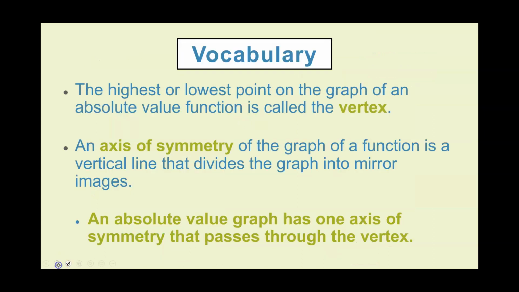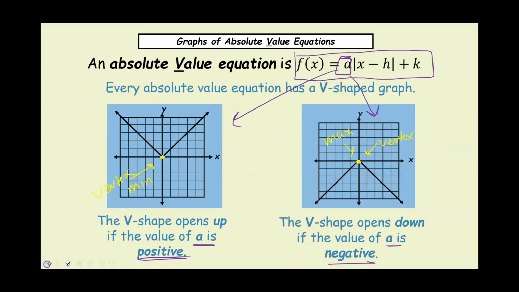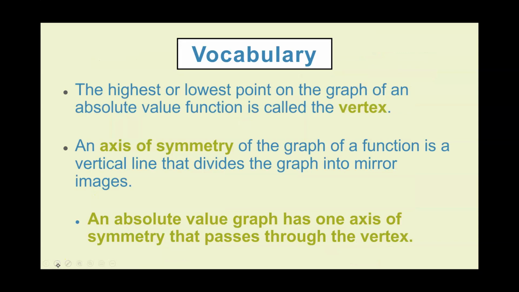Okay? So an axis of symmetry, just like your quadratic function, we have an axis of symmetry. It is a vertical line that divides the graph into a mirror image. Now, your graph, your calculator or Desmos, neither one are going to show you this axis of symmetry, but it's just an imaginary line that cuts the graph in half. It goes right through the vertex. That is called your axis of symmetry. It splits the graph directly in half. So an absolute value graph has one axis of symmetry, like I just said, that passes through the vertex.